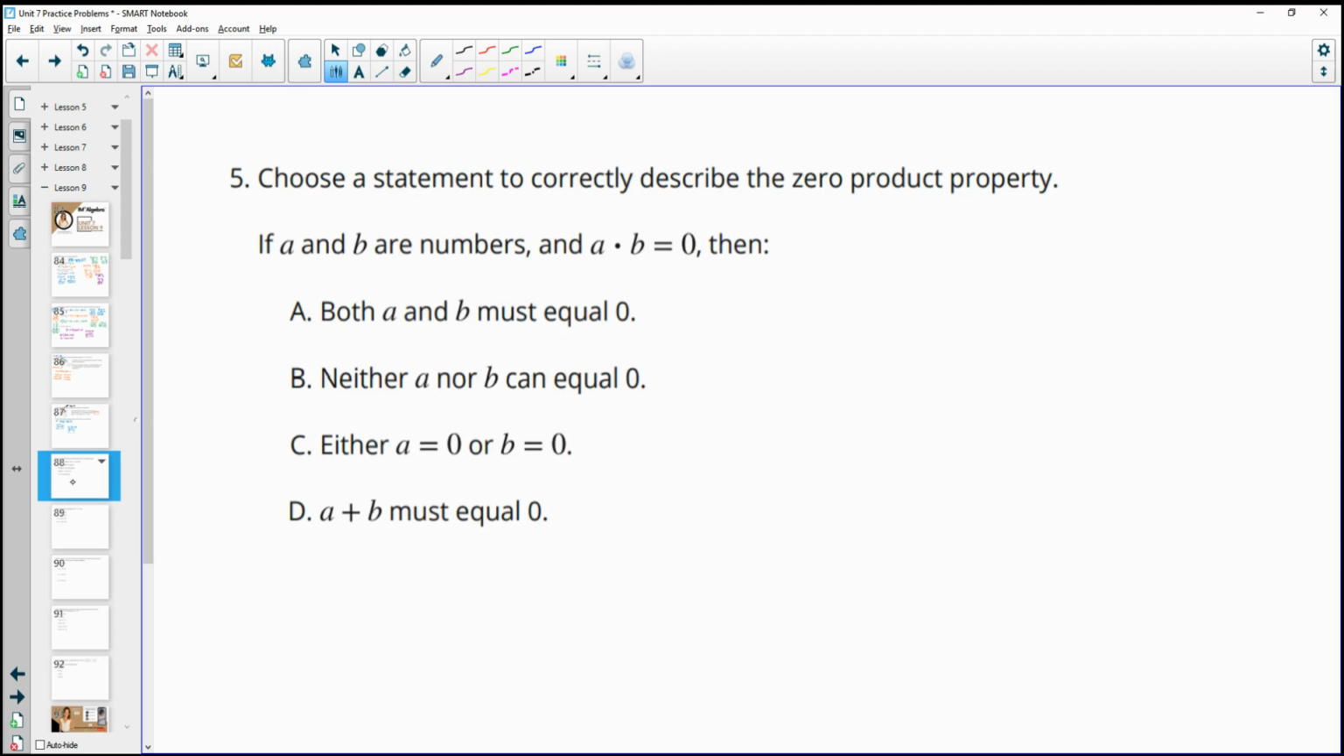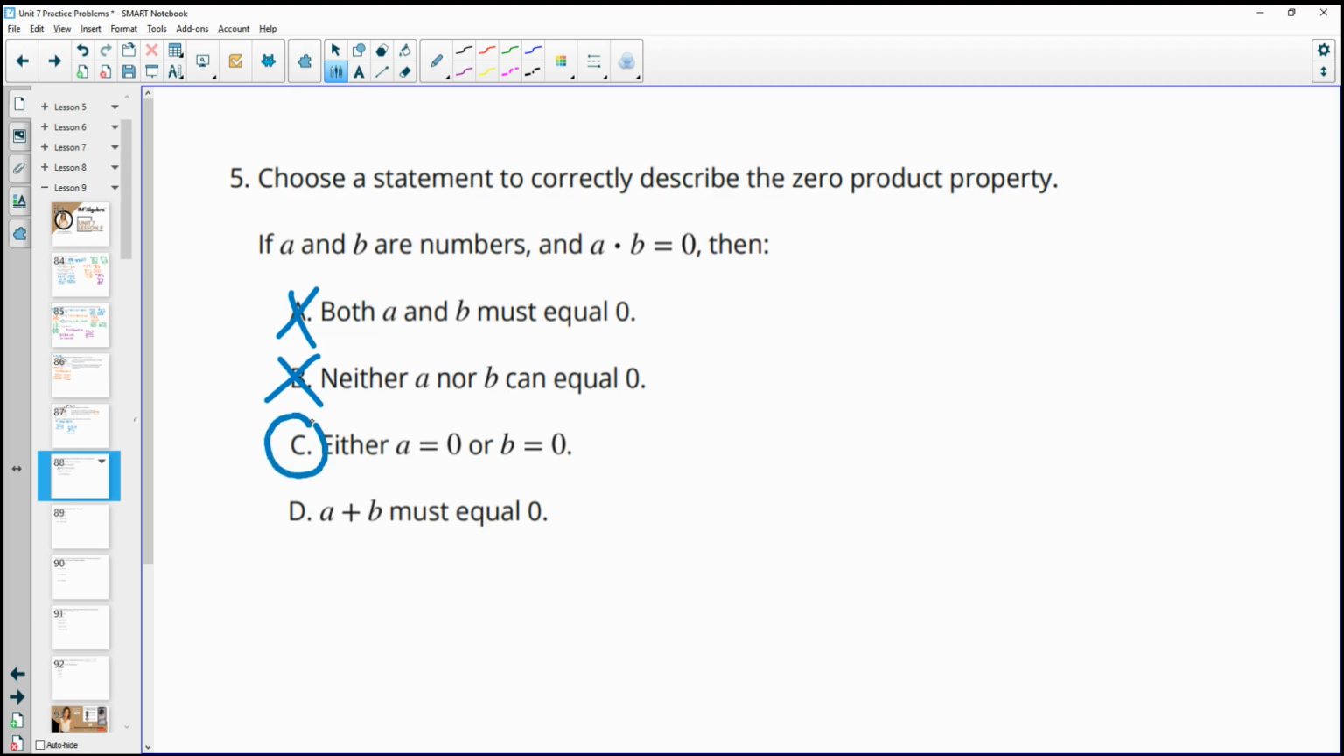Number 5, choose a statement to correctly describe the zero product property. So if a and b are numbers and a times b equals 0, then both a and b must equal 0. Well, that's false. You don't have to have both of them equaling 0. Neither a or b can equal 0. Well, that's false. In order to multiply two numbers together to equal 0, one of them has to be 0. There's no other way to do it.